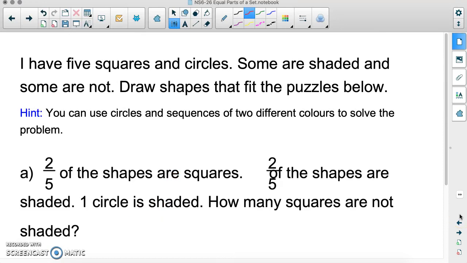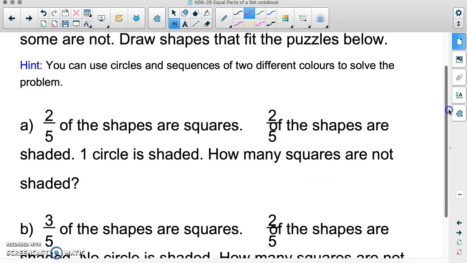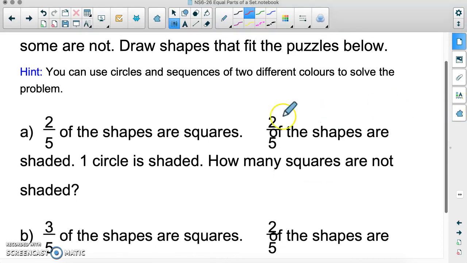Here's a little bit more challenging. So I have 5 squares and circles. Some are shaded and some are not. Draw shapes that fit the puzzles below. You can use circles and squares of 2 different colors to solve the problem. So for A, I want you to try and draw a picture for this. 2/5 of the shapes are squares. 2/5 of the shapes are shaded. 1 circle is shaded. How many squares are not shaded? Try and solve that on your whiteboard and see what you come up with.